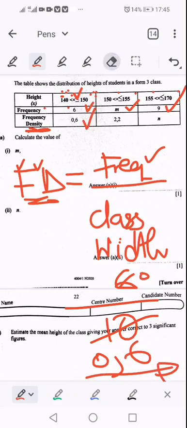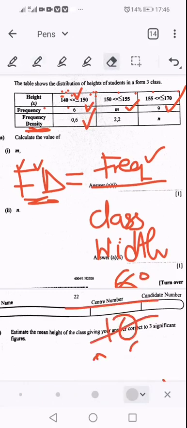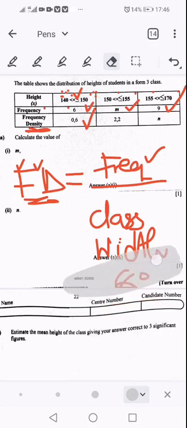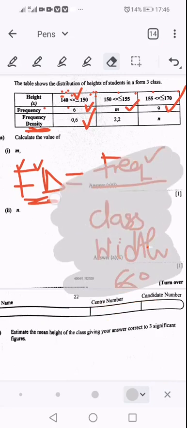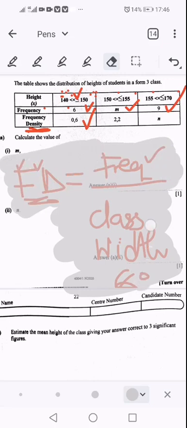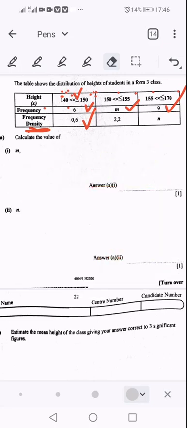Okay, so I'm going to find the frequency density for the other classes, and I want you to listen attentively. The formula is very simple. Frequency density is equal to frequency over class width. To get the class width you just take the bigger number minus the smaller number in the class. That's it.